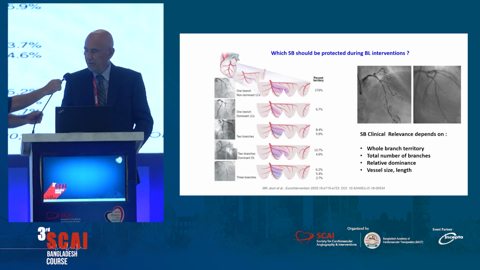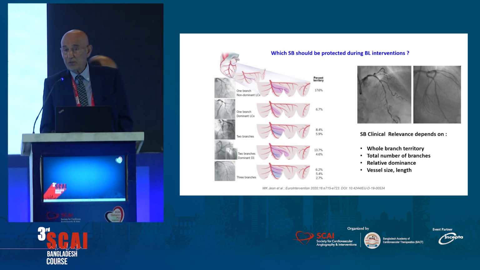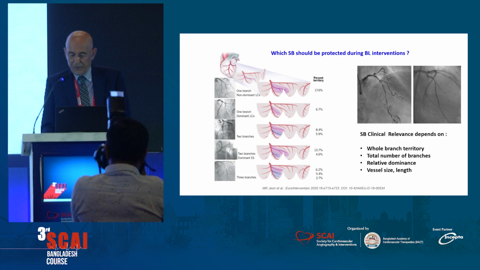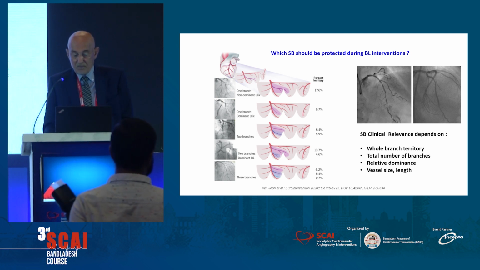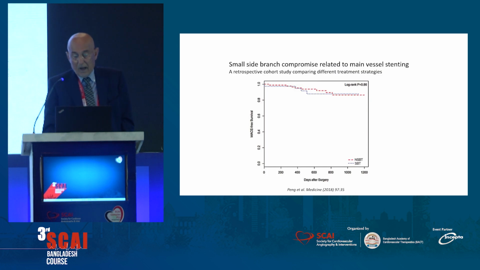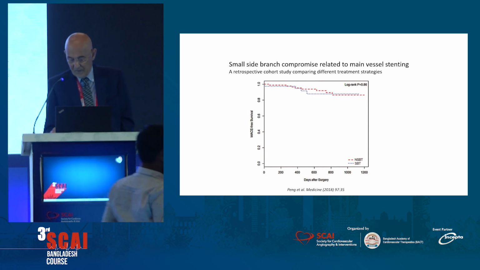We'll start with defining which side branch should be protected and accessed. Actually, the clinical relevance is very important, which depends on the whole territory covered by the side branch, total number of side branches, relative dominance, and vessel size and length. If we deal with a small side branch, then there is no compromise on the outcome, as shown by this study.